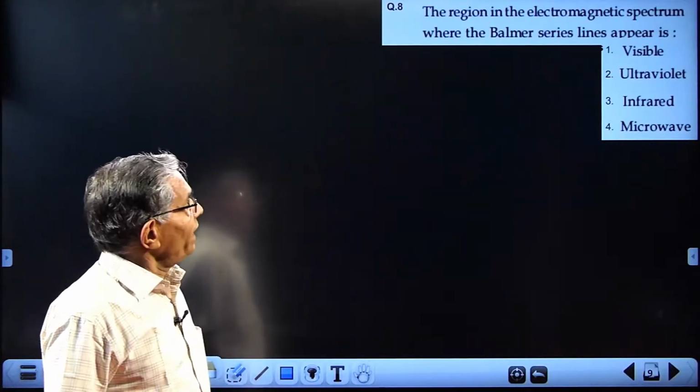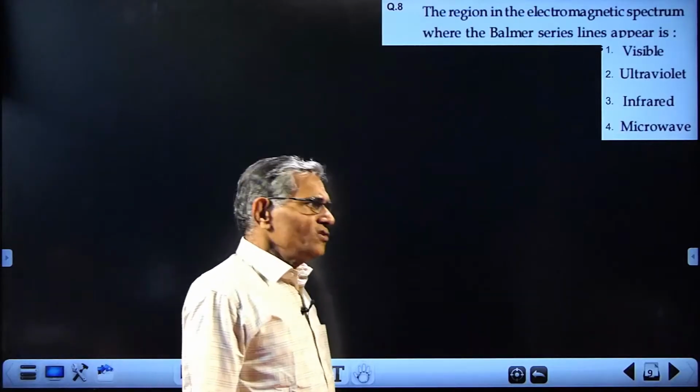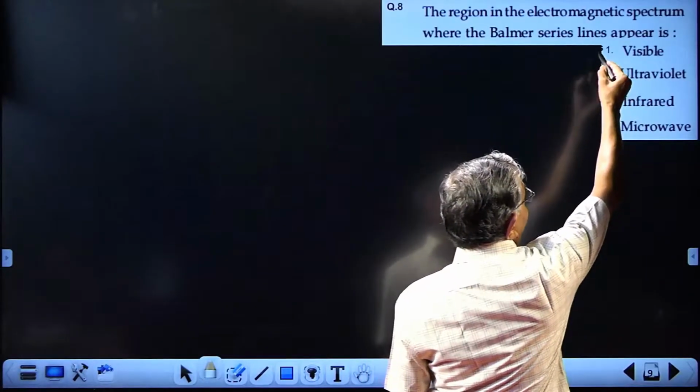Next, number 8. Region in the electromagnetic spectrum where Balmer lines are visible. Direct question. Visible means option 1, nothing else.